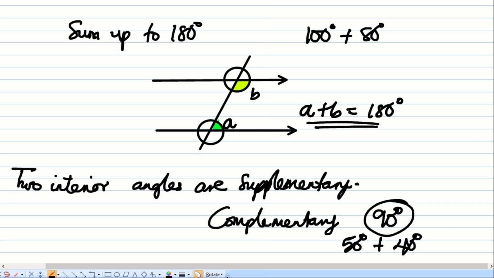What if you have other angles here? This is C and this is D. Also, C and D are not equal, but if you do C plus D, you should get 180 degrees, because two interior angles are supplementary. So if you know all these theorems that we've gone through in this video, you should be prepared enough to solve questions on angles.